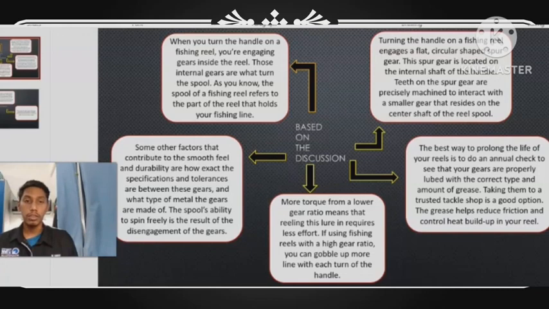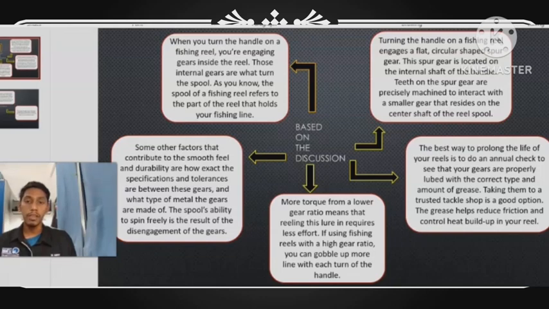Based on the discussion over the fishing reel gear, when you turn the handle on a fishing reel, you are engaging gears inside the reel. Those internal gears are what turn the spool. As you know, the spool of a fishing reel refers to the part of the reel that holds your fishing line. Turning the handle engages a flat circular-shaped spur gear. This spur gear is located on the internal shaft of the handle. Its teeth are precisely machined to interact with a smaller gear that resides on the center shaft of the reel spool.